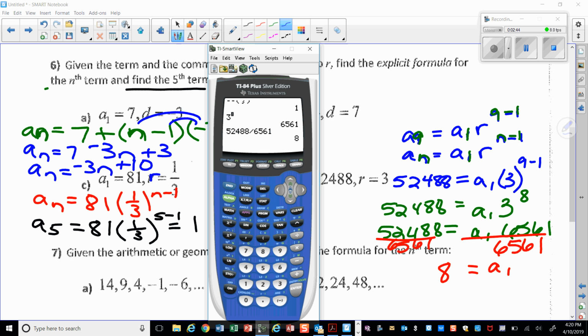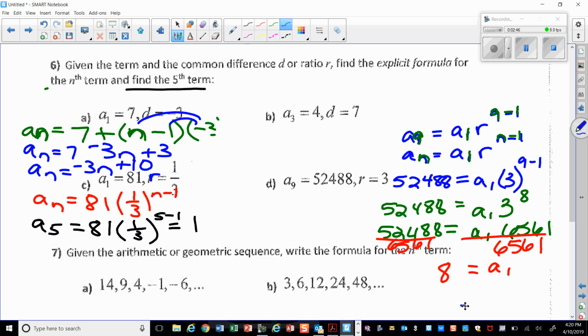Now I can write my explicit formula, right? I know that a to the n, the nth term, is going to be the first term, which is 8, times the ratio, which is 3. And then the exponent would be n minus 1. Because this is first and last. So that's n minus 1.